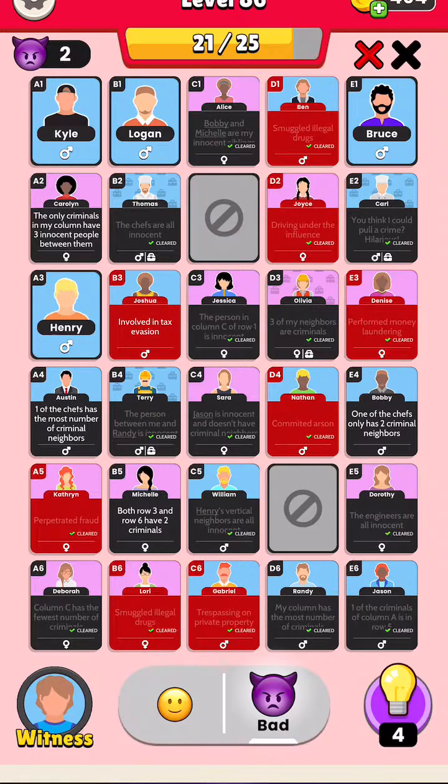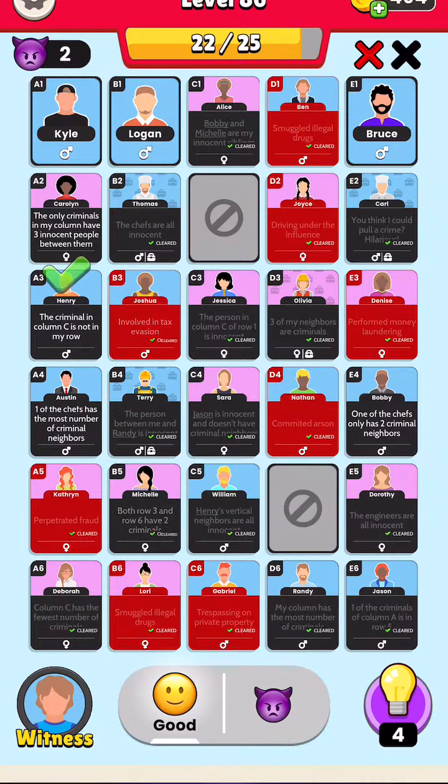Okay. Which makes Henry innocent. The criminal in column C is not in my... Okay, we answered that already. So 2 more criminals to go. Oh, so it's probably Logan, because the chef has 2 criminals. Well, then again, it could be Logan or Kyle, because they're both neighbors. The only criminals in my column have 3 innocent... Well, she says criminals, so I'm assuming there's more than 1.